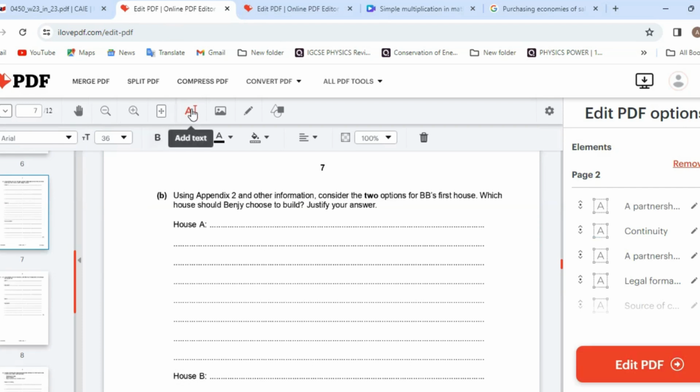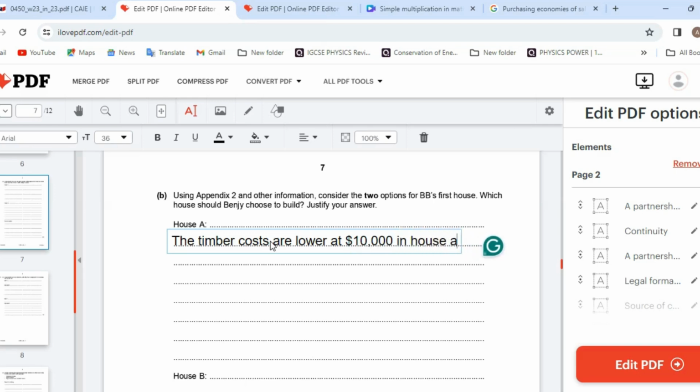Let's try and put it in a text before we can choose another point also. Okay, the timber costs are lower at $10,000 in house A compared to house B with $20,000. Yes, that's the first point.